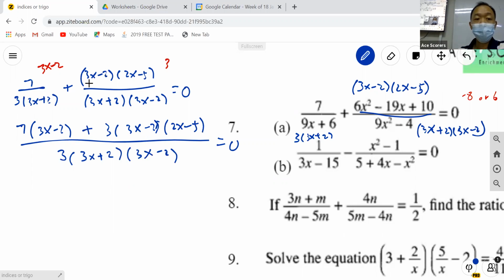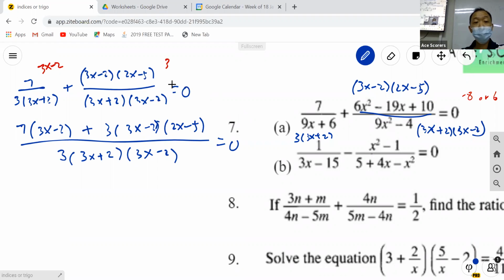Okay, now what is the problem when you cancel? You see, if you cancel this, you are left with 2x minus 5 over 3x plus 2, and then you times the 3. You will have one answer missing, right? You only have one answer, right? Yeah, so that's the problem if you cancel too early. Like over here, you remove this thing. This one cancel, you got one answer that's missing.